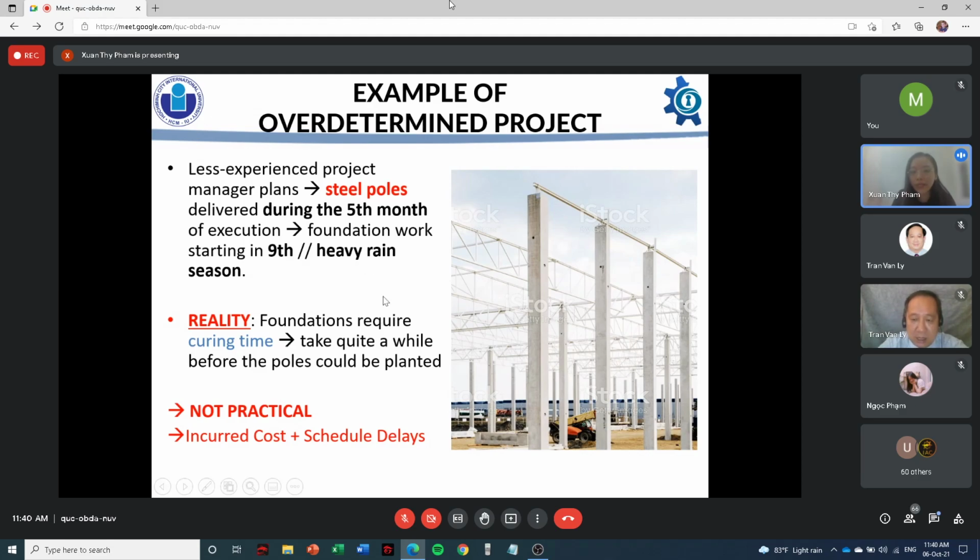And we can say that because the manager has a fixed schedule for this project, but he didn't consider the real conditions, which leads to incurred costs and schedule delays.